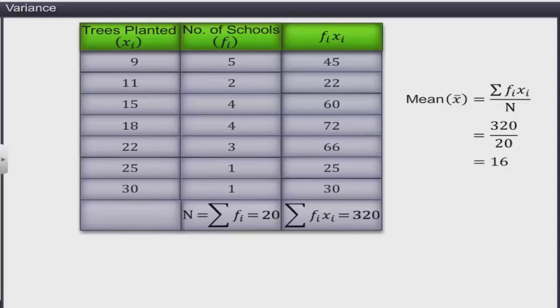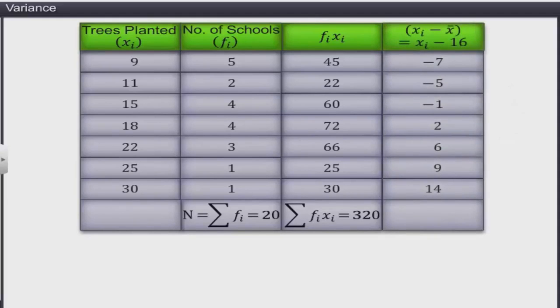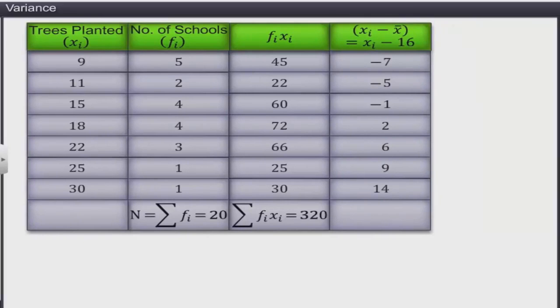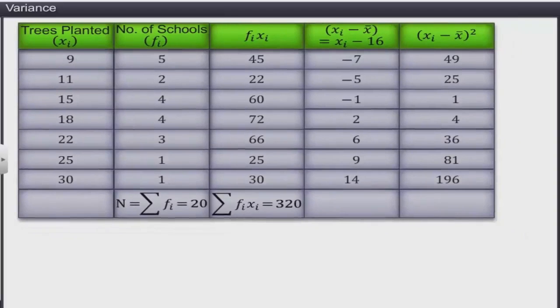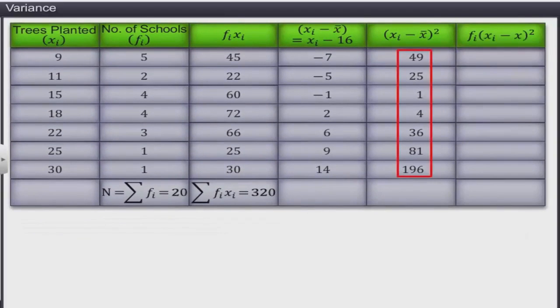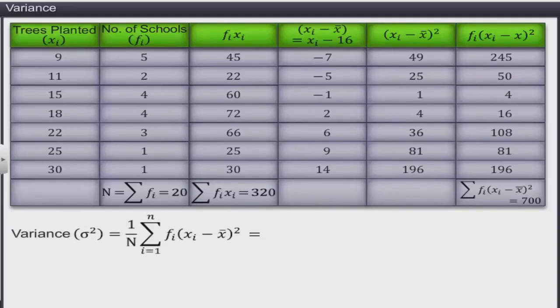Next, we'll calculate the deviations of the numbers of trees planted from the mean. Now, the squares of the deviations are calculated as shown. The products of the squares of the deviations and their frequencies are obtained as shown here. The sum of the products of the squares of the deviations and the frequencies is equal to 700. Therefore, the variance is 700 divided by 20, which is equal to 35.